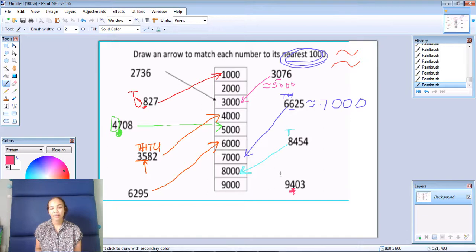9,403. Okay. In my thousands column, I have a 9. In my hundreds, I have a 4. So that means that I round down in this case. Okay, so we did that all together. It was a super easy one. If you have any questions, let me know. If you were happy with all these answers, that's good. If you got everything right and you did it way faster than me, then that's so good. I'm so proud of you.